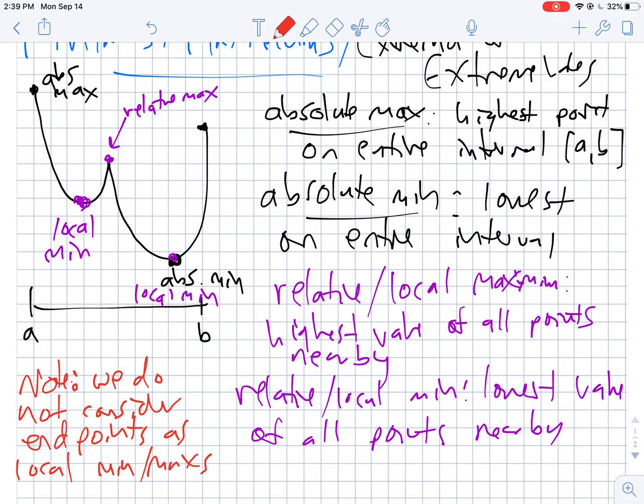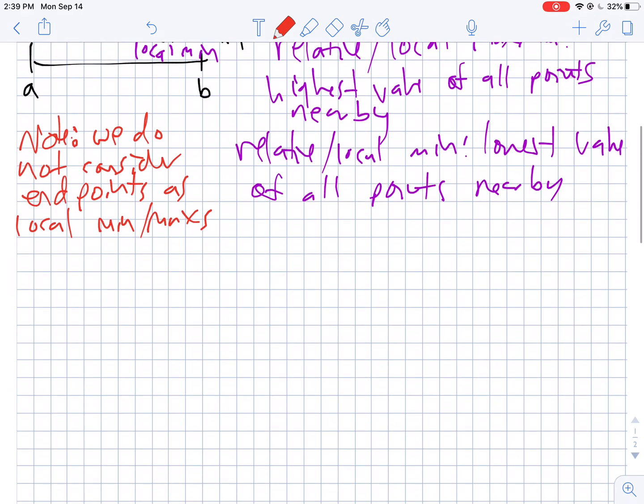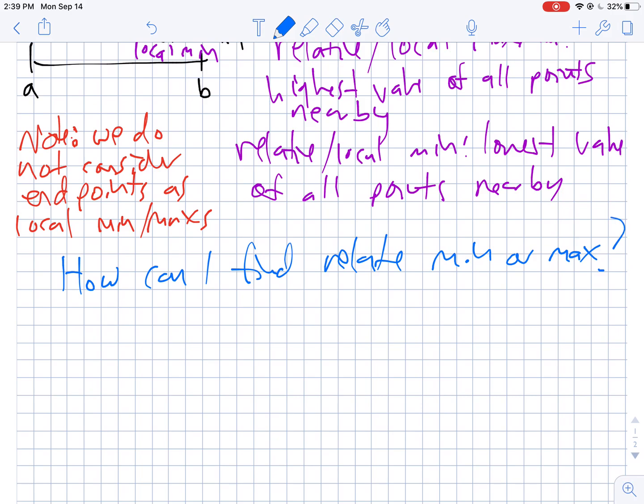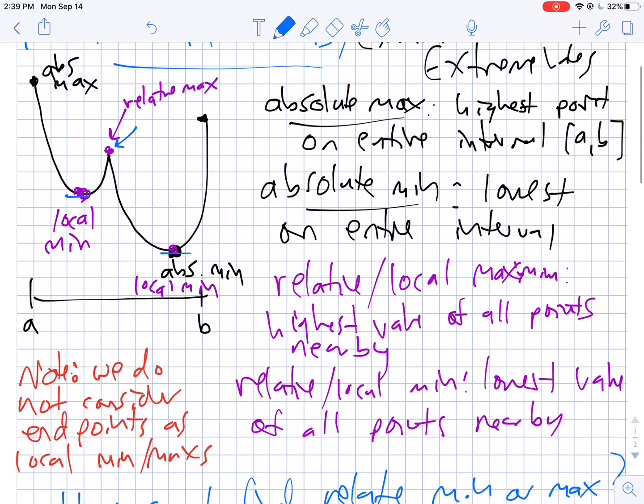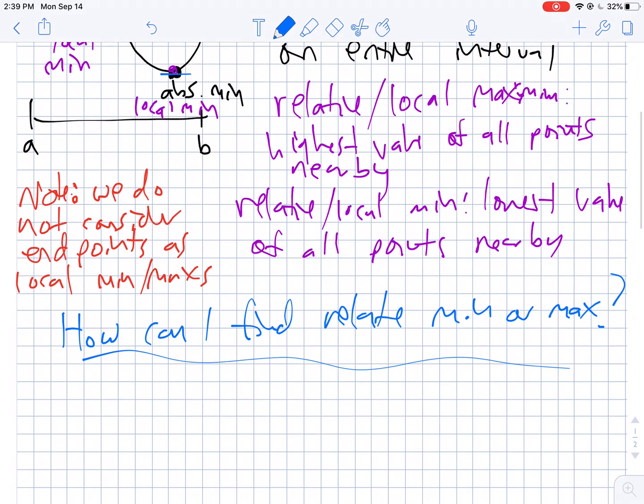Okay, so now you're saying, great, these local mins and local maxes look really fun. So how can I find a relative min or max? And here's the key. Thinking back to our graph, we have these local mins where the derivative is 0, and we have this relative max where the derivative is undefined. Oh, so they happen when your first derivative equals 0 or is undefined.